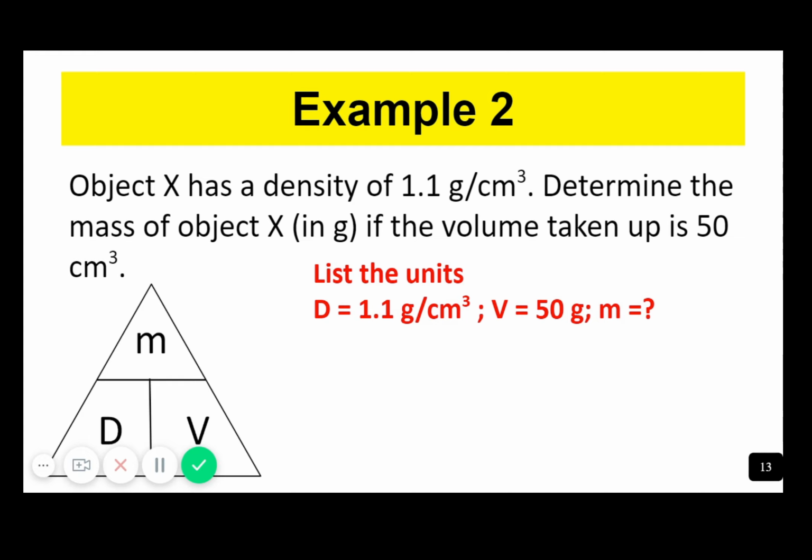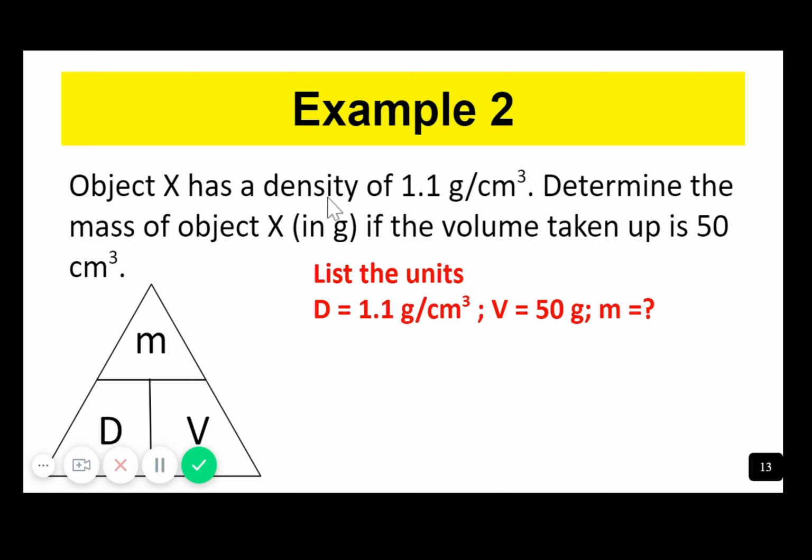Example number 2. Object X has a density of 1.1 grams per centimeter cube. Determine the mass of the object in grams if the volume is 50 centimeter cube. Again, we list down the units. Density is 1.1 grams per centimeter cube. The volume is 50 centimeter cube. So how much is the mass? The mass is what we are trying to determine.